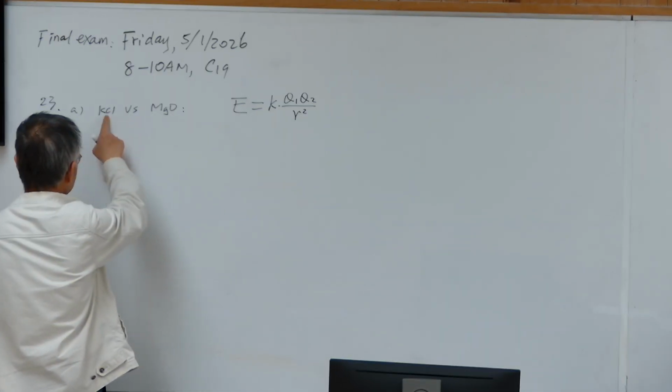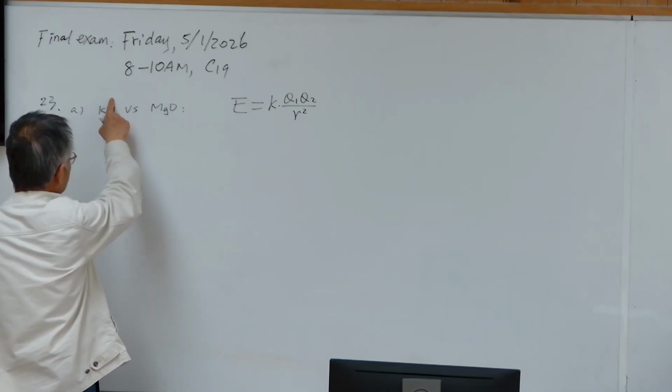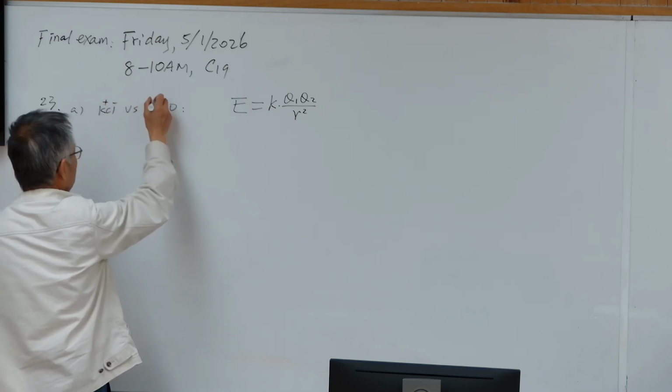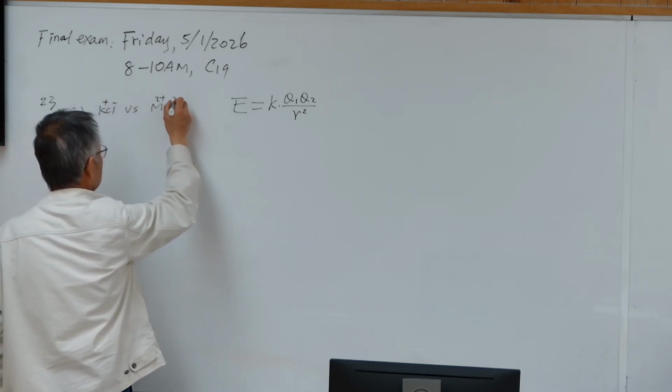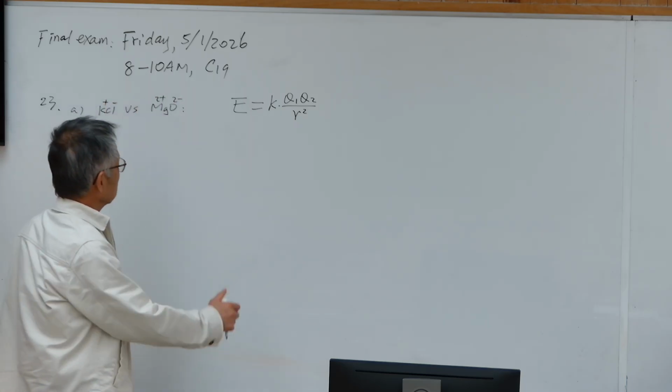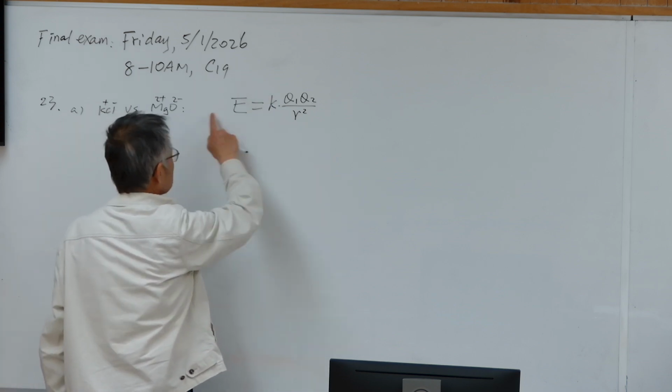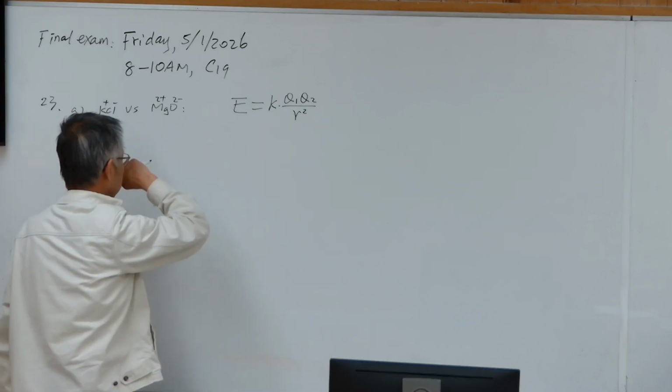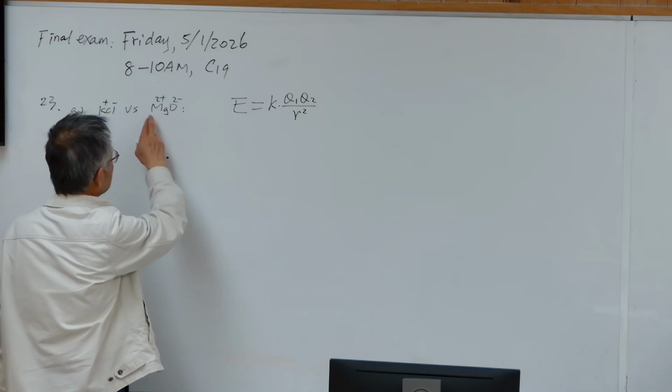Clearly, potassium chloride is +1, -1, and magnesium is +2, oxide is -2. So the charge for magnesium oxide is much greater than potassium chloride. It's 4 times higher, right? 2 times 2 is 4.